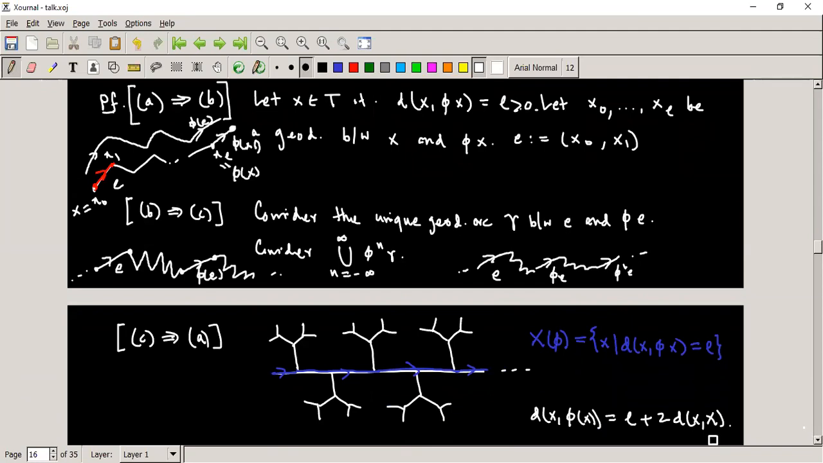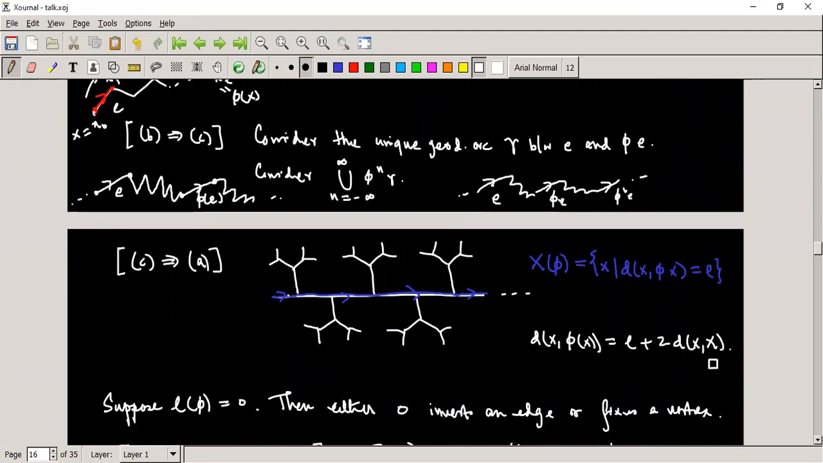On the other hand, C implies A. There exists a geodesic which is invariant under phi. Why does that imply that L phi has to be greater than zero? That is easy to see. So there exists a geodesic which is invariant under phi. So the picture has to look like this, right? There is a geodesic, which is a blue geodesic, which is invariant under phi. Then I'm claiming that L phi is greater than zero.